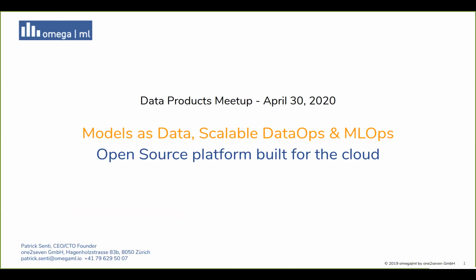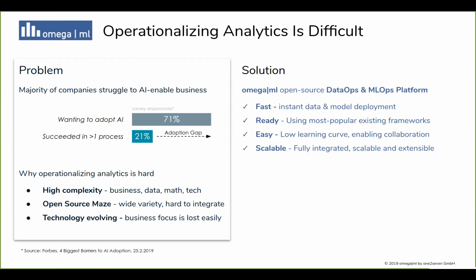But I would still like to focus back a little bit on what René has just mentioned, and create the link from there to the technology side. What I will be talking about is models as data, a scalable data ops and ML ops approach using open source. And in particular, I'll be talking about the product that I've built from this called Omega ML. René has introduced the full scope of the organizational and business challenges around building a data product, and I would just like to briefly reiterate on that.